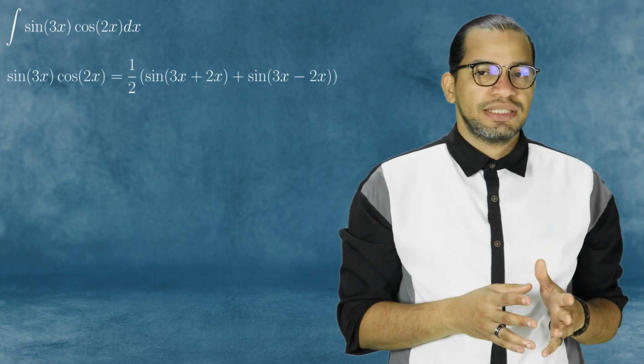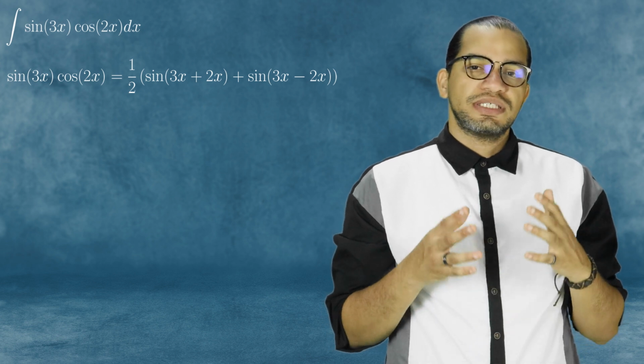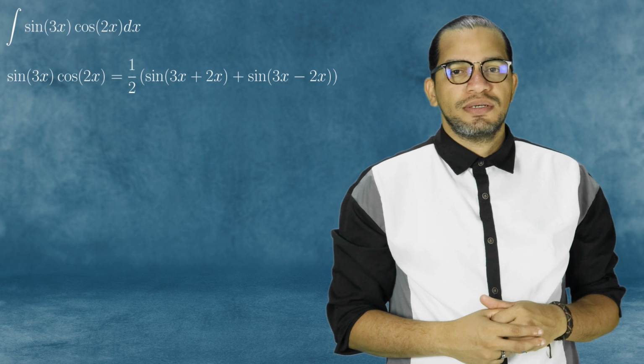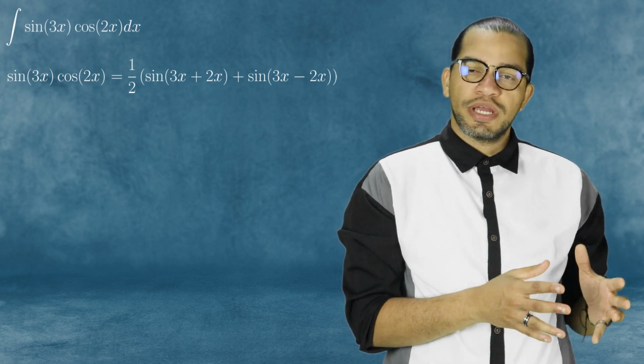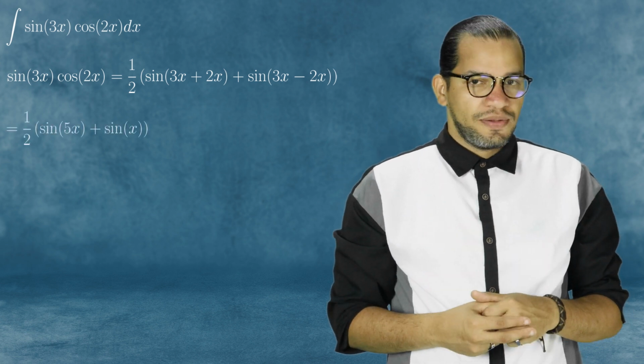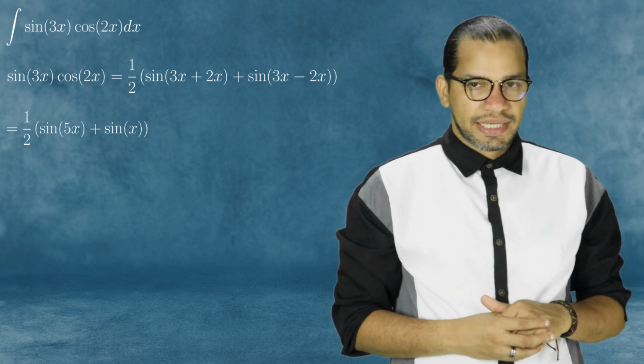For instance, let us say that we want to solve the integral of sine of 3x times cosine of 2x. According to the first property, we know that sine of 3x times cosine of 2x is equal to a half of sine of 3x plus 2x plus sine of 3x minus 2x. All of this is equal to a half of sine of 5x plus sine of x.